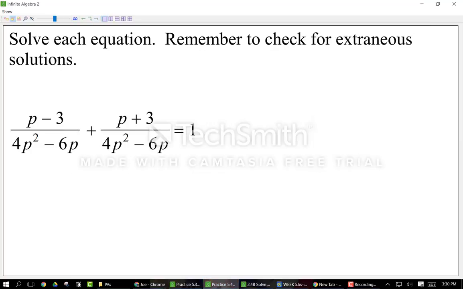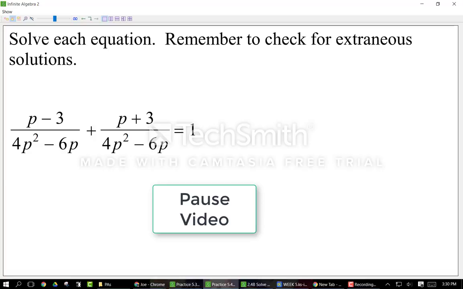Go ahead and pause the video for this particular problem, see what you can come up with, and then press play to see if you are right.